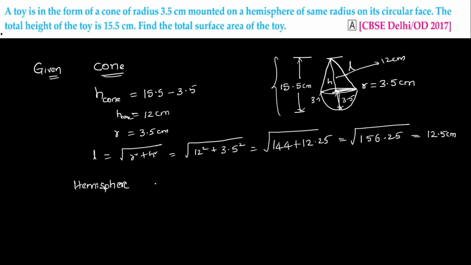హెమిస్పియర్కి ఒకే ఒక డైమెన్షన్ ఏంటది? ఆర్. ఎంత? 3.5 సెంటీమీటర్స్. Now what we have to find in the question, last sentence చదివారంటే, find the total surface area of the toy. సో టోటల్ సర్ఫేస్ ఏరియా ఆఫ్ ది టాయ్ ఈజ్ ఈక్వల్ టు ఏంటి?